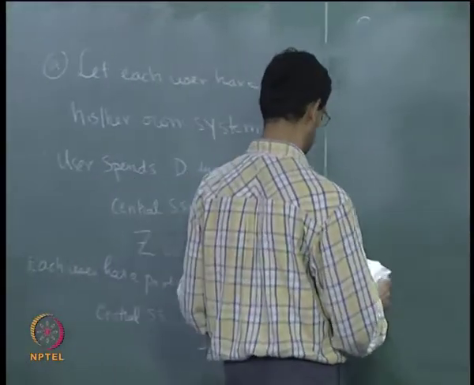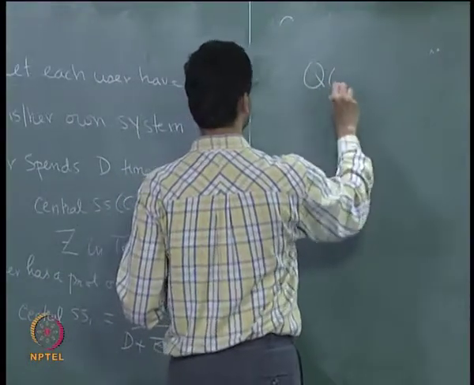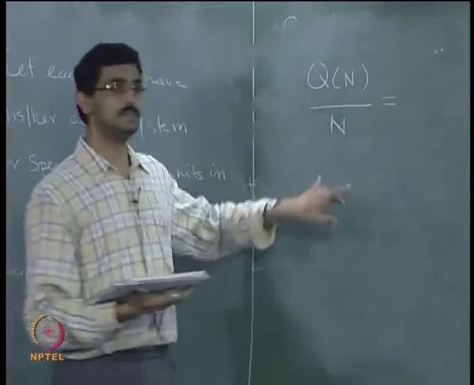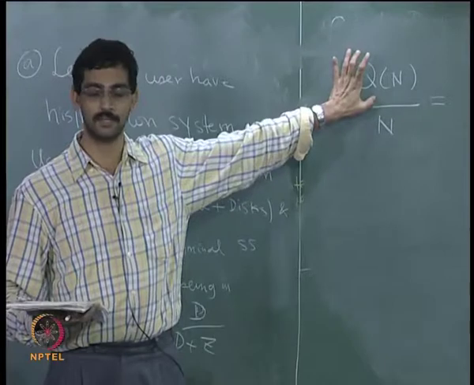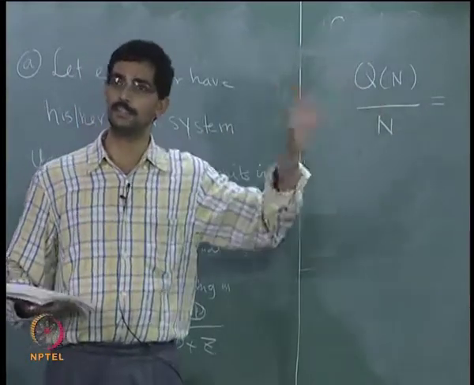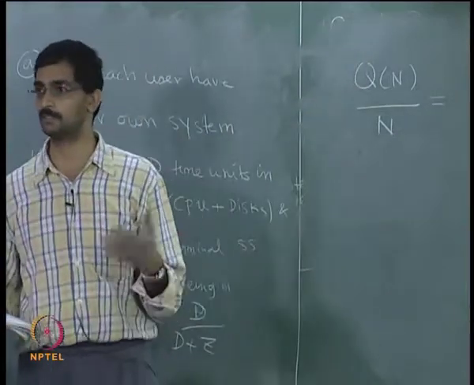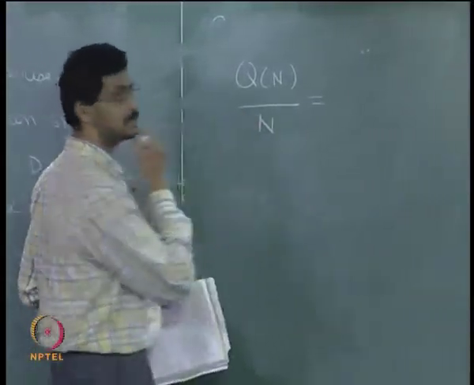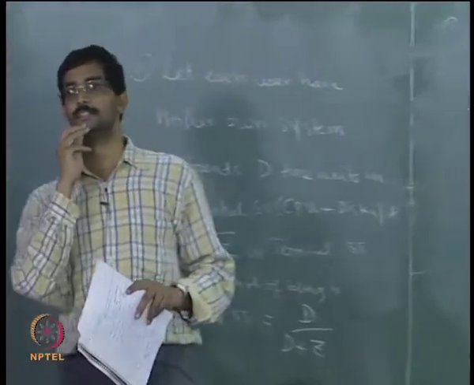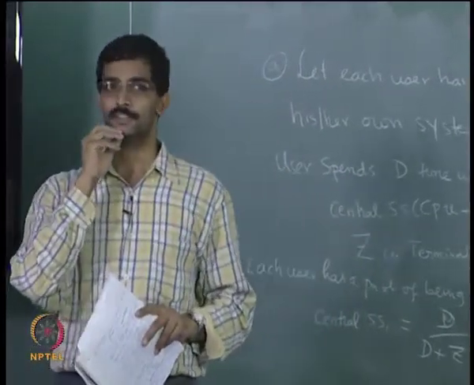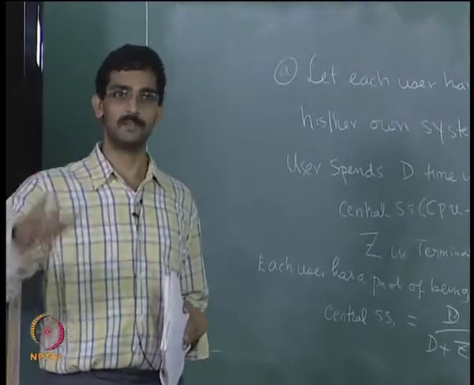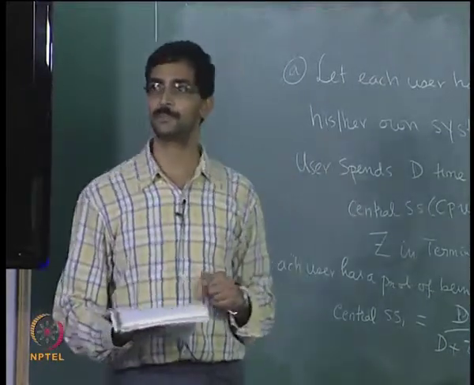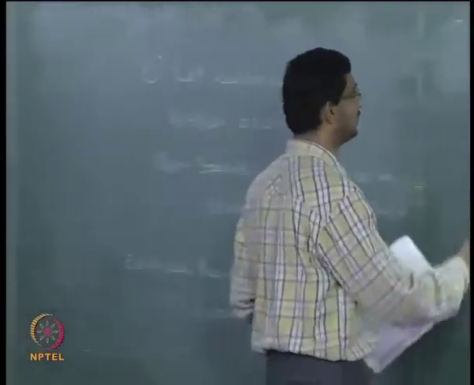So Q of n by n: out of the n users, Q of n are in the central subsystem, and the others are in the terminals, where there is no processing, simply delay. This is a delay center. So what does Q of n by n represent? It is the probability that a user is in the central subsystem. Out of the n users, Q of n are in the central subsystem, the remaining are in the terminal subsystem.